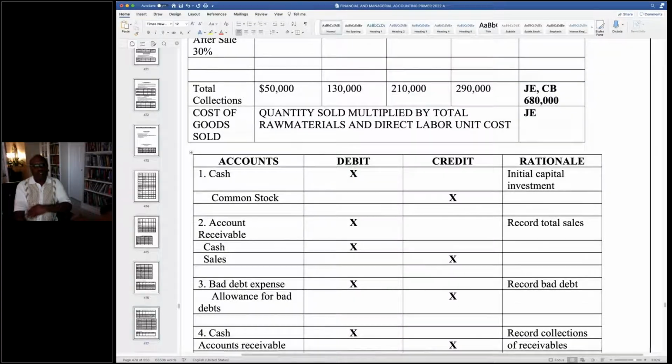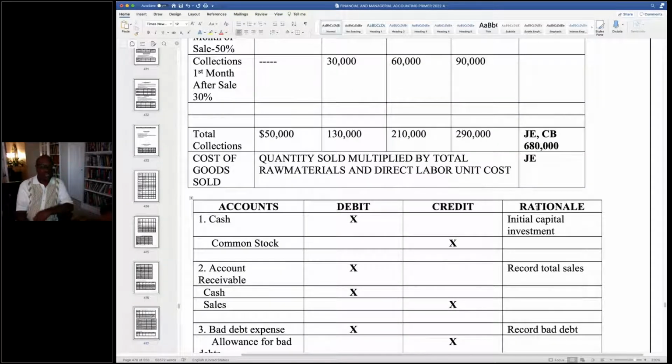First journal entry, of course, will be the debit cash and credit common stock. We had some initial cash of 100,000, right? I think that's what we said, the initial cash. So this is the first journal entry we made. You ready for the next one? So that was in the assumptions.